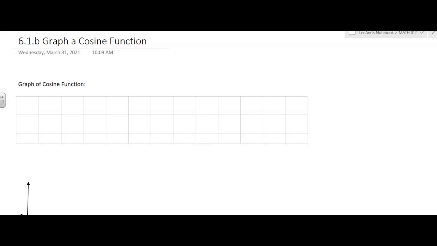So now we're going to graph a cosine curve, and we're going to do a similar approach. We're going to look at a table of values. So this will be our x. Our output is going to be cosine x. That's like our y. So we're doing y equals cosine of x. Okay. And we'll start in the first quadrant.